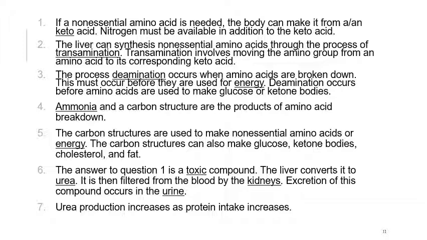The answer to number 1 is a toxic compound. The liver converts it to urea. It is then filtered from the blood by the kidneys. Excretion of this compound occurs in the urine. Urea production increases as protein intake increases, and the smell of the urine also changes.